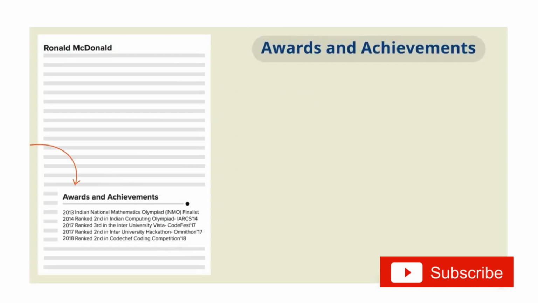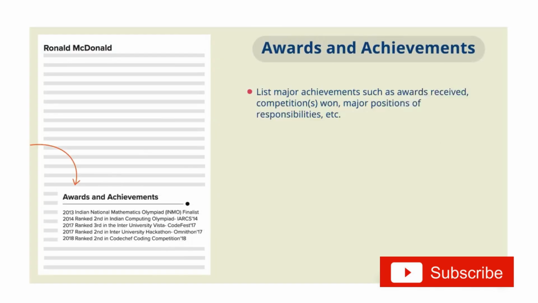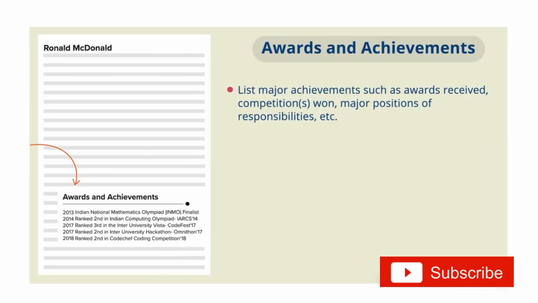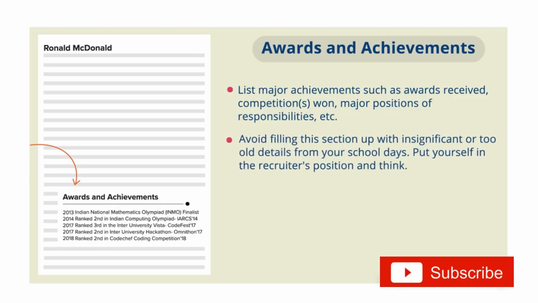Next up is awards and achievements. In this section, you can mention all the major achievements such as awards received, competitions won, or major positions of responsibilities that you may have handled, or any academic distinction that you may have received. This section is meant to highlight all the achievements of your life till date. But again, do not mention insignificant achievements that are really old or of school days.